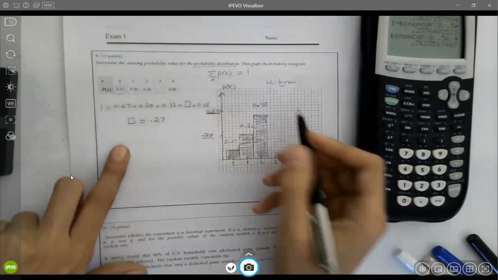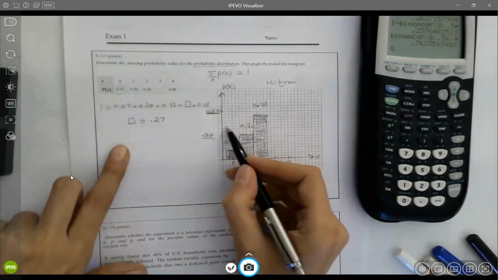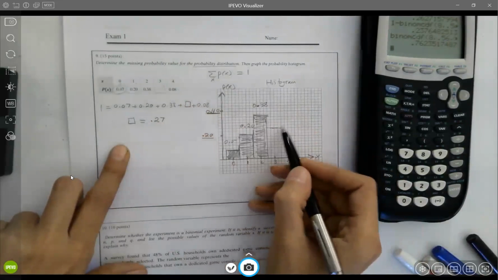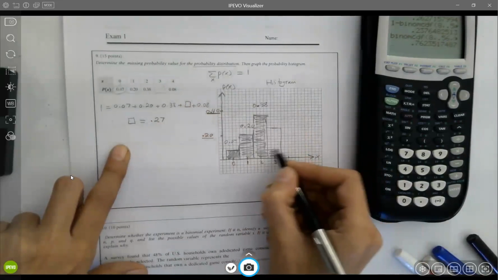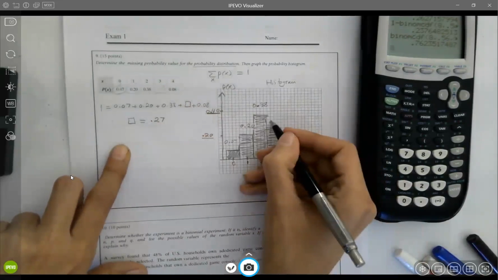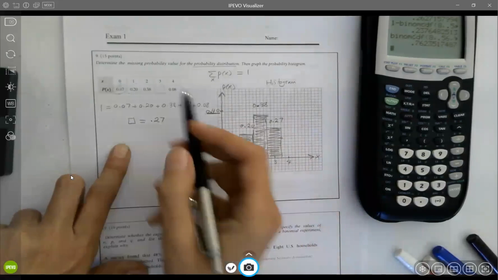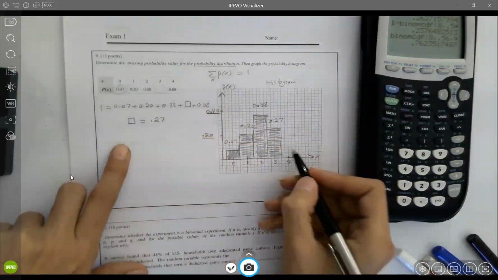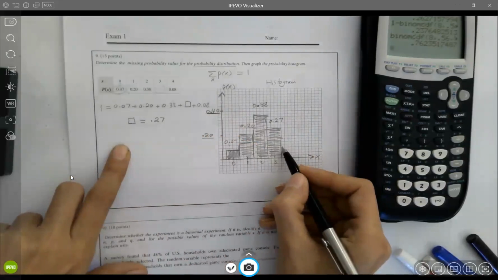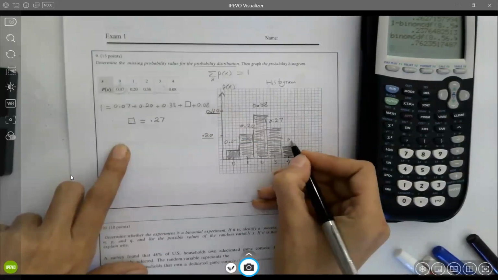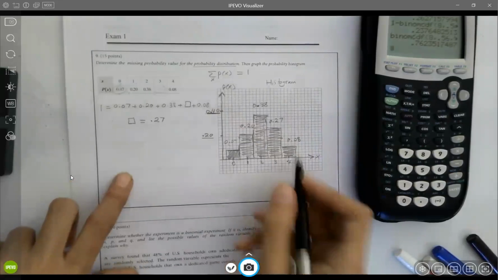Next one, we just found it. It's 27%, so 27% is going to be roughly here. 0.27. And finally, when x is 4, you get 8%. 8% is a little bit higher than 7%, so we're going to have 0.08 here. This is our histogram.